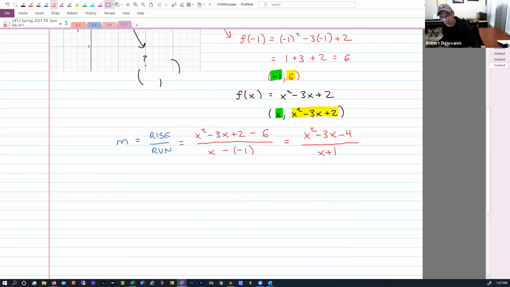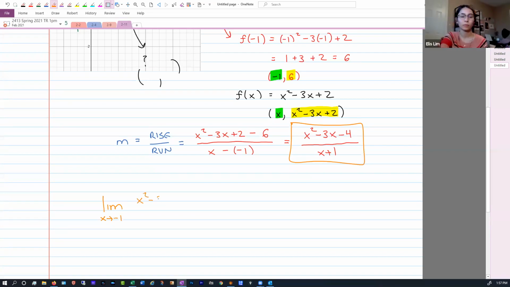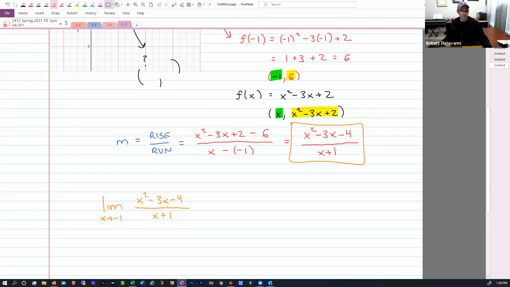So everyone see that. What we're going to do now that we have this expression is we're going to take the limit as x approaches -1 of this. Now, when we do that, can you tell what's going to happen if we plug -1 in? Any idea what that limit's going to turn into? It'll be 0 over 0. All right, which isn't a problem because we can handle that now.